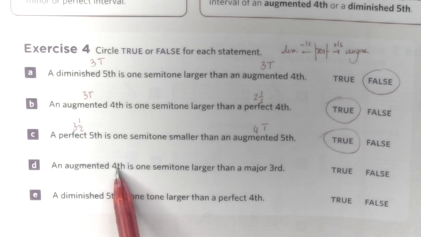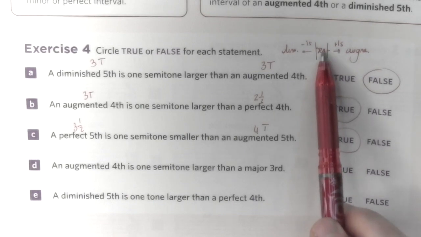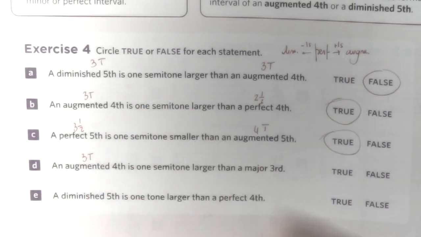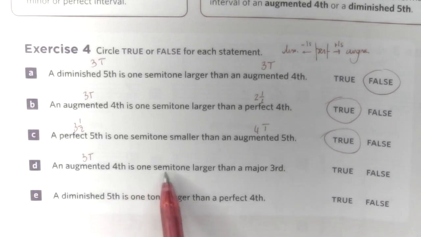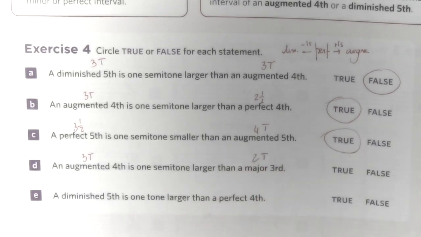An augmented fourth is 1 semitone larger than a major third. So an augmented fourth is 2 tones and a half plus 1 semitone, so 3 tones. Is it 1 semitone larger than a major third? A major third is 2 tones, and 3 tones is not 1 semitone larger, but 1 tone. So this is false.